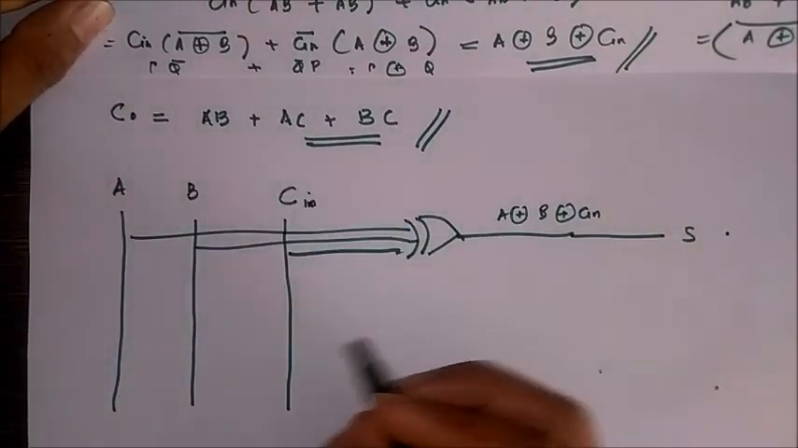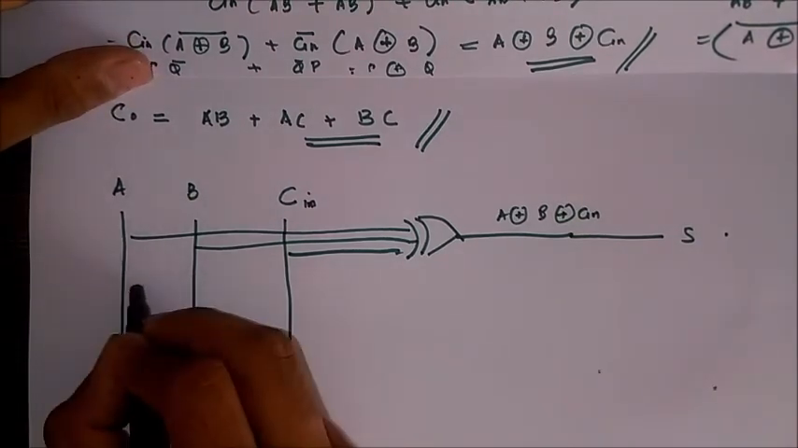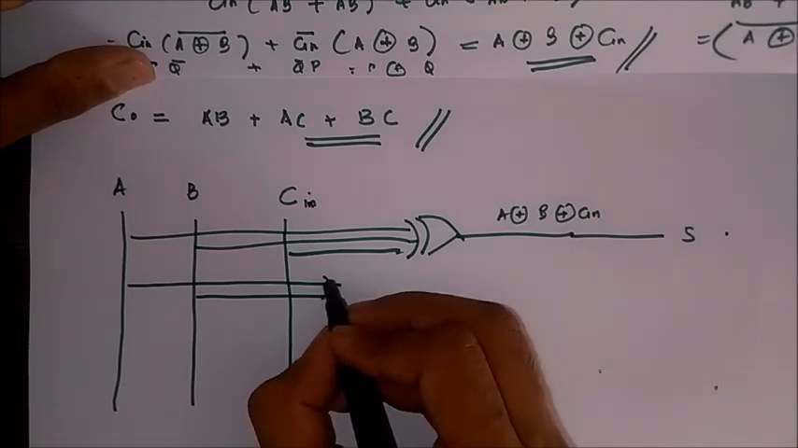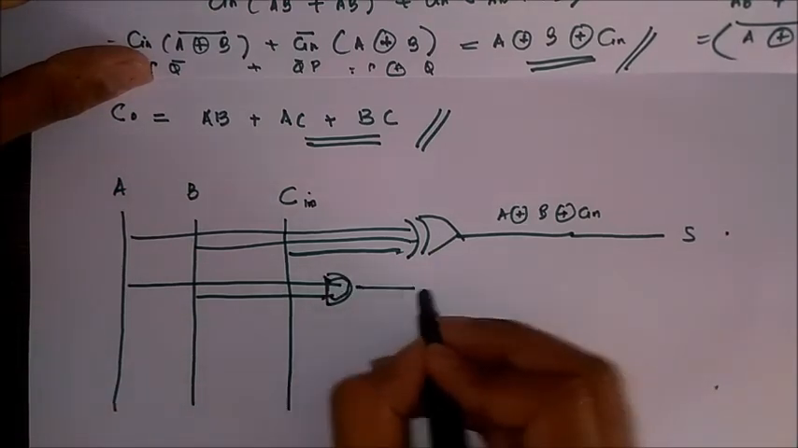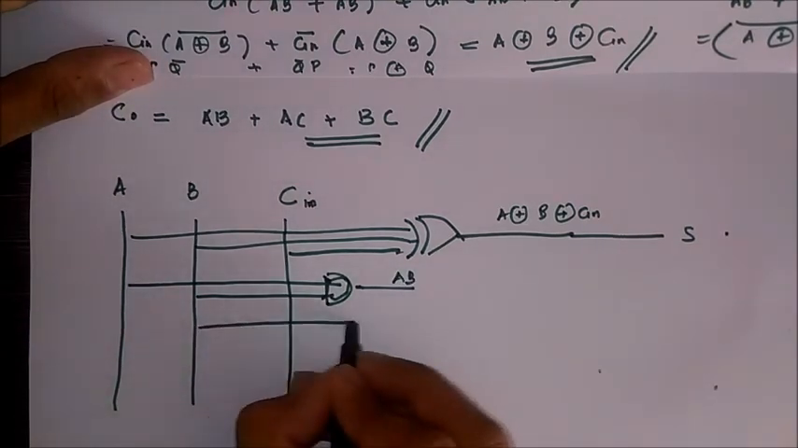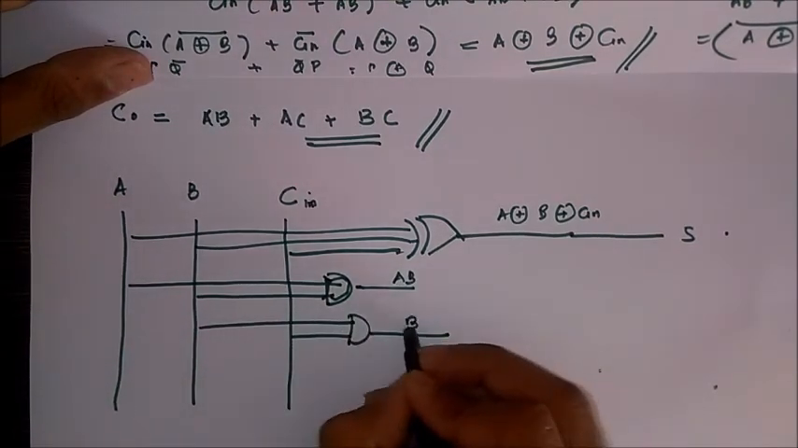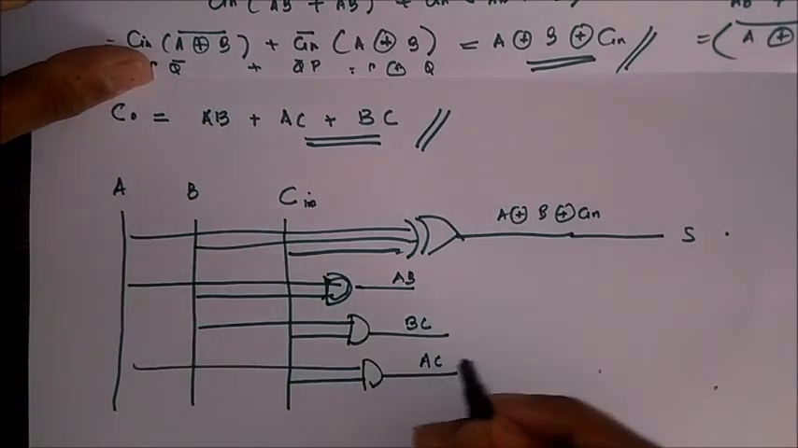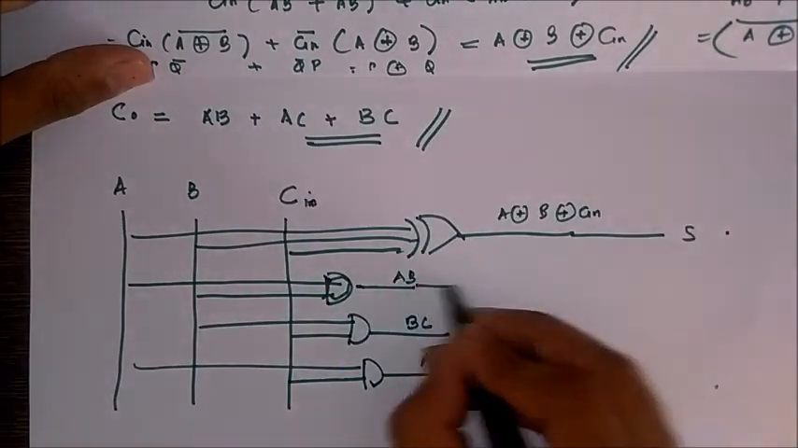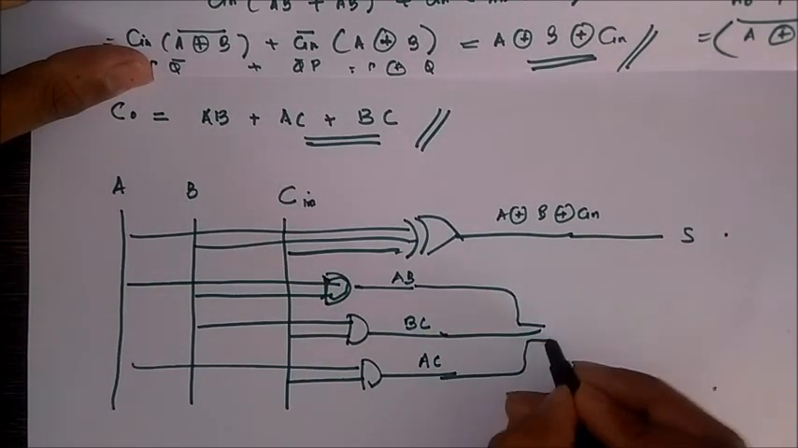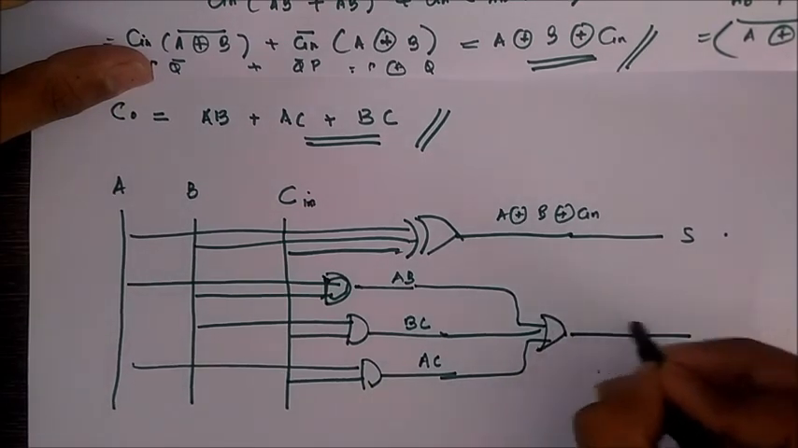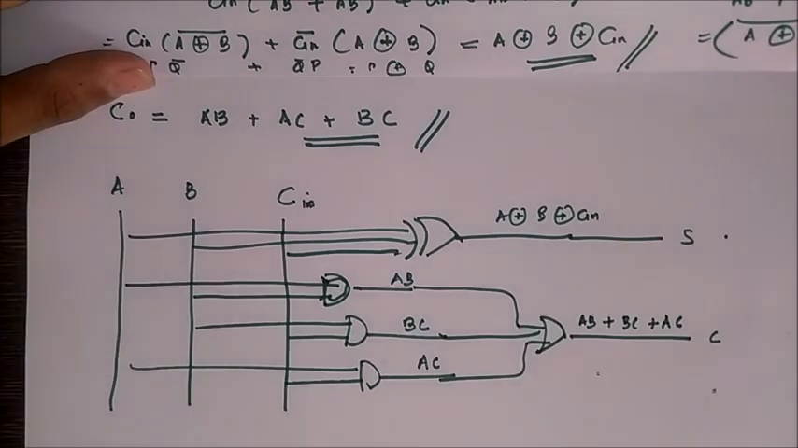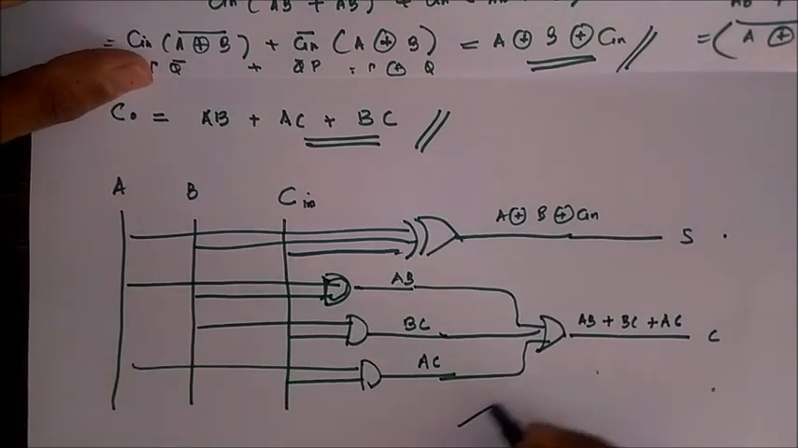Now as you can see, carry is AB plus AC plus BC, that is, this is AB and this is an AND gate, AB, BC and AC. Now to get the carry, we have to sum these three, which is possible through an OR gate. So we get the carry as AB plus BC plus AC. So this is the circuit of our full adder.